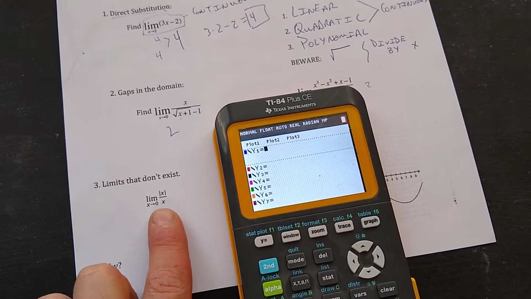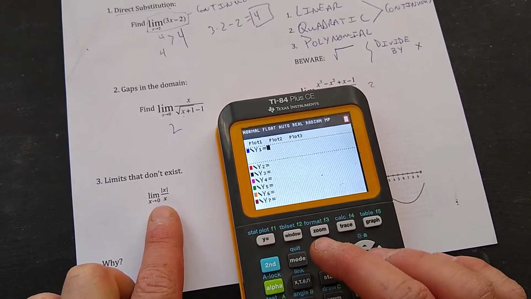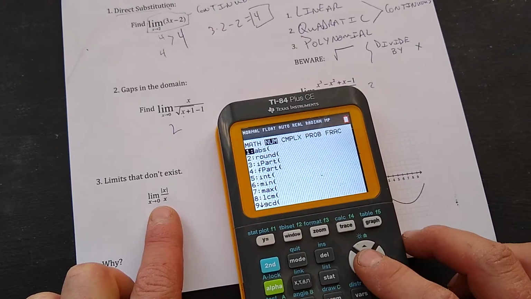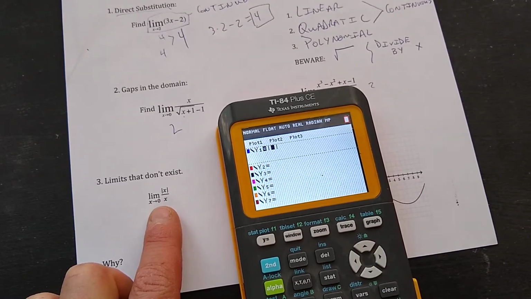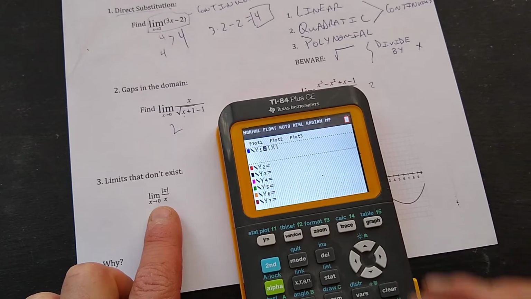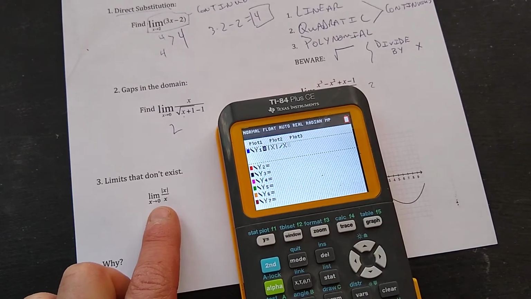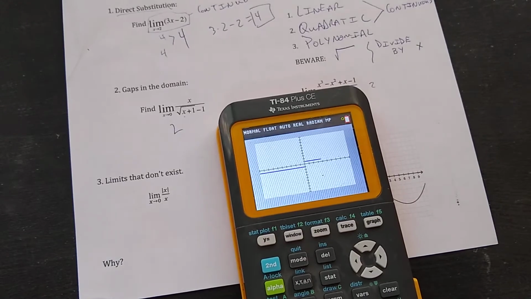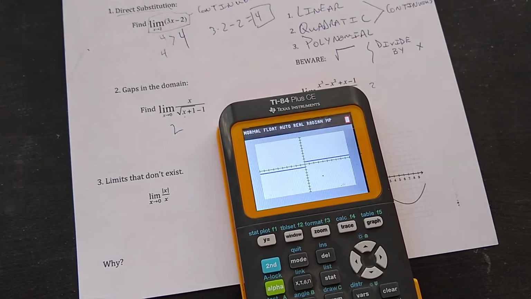All right, so let's take a look at this one right here. If you want the absolute value, you have math. We can go over to num, and you get absolute value. Absolute value of x divided by x, and let's see what we get. Well, I'm going to look at the graph, and as we approach 0, this limit does not exist.